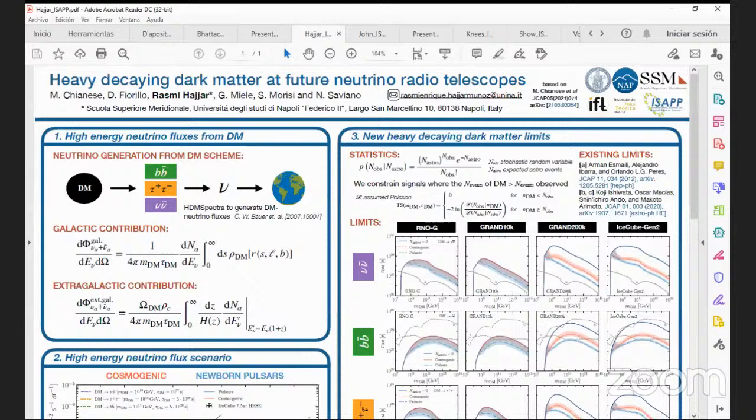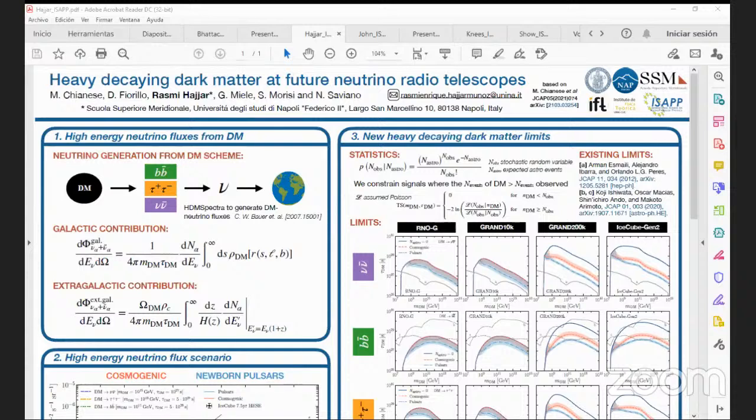Okay. So I am Rashmi Har, and I'm a PhD student from the Scuola Superiore Meridionale in Napoli. I am going to talk about heavy decaying dark matter at future neutrino radio telescopes. The main goal of this work is to forecast the limits that we can place on the lifetime of heavy decaying dark matter using the future neutrino radio telescopes. We assume that these dark matter particles can decay into a pair of standard model particles, in the minimal decaying dark matter scenario with only two parameters, the mass and the lifetime of the dark matter.